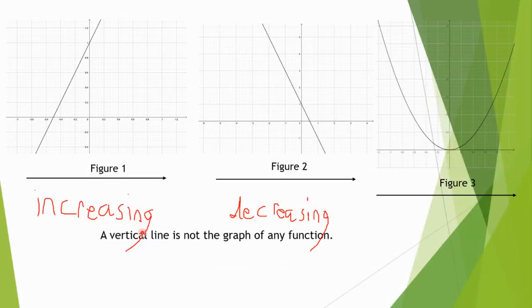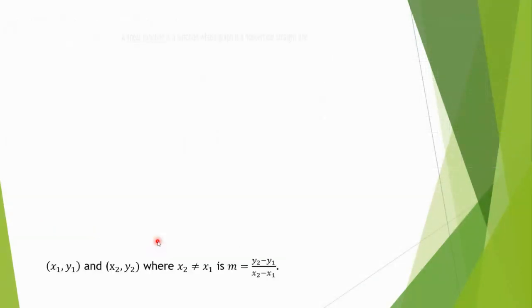Now, let me just say this, that a vertical line is not the graph of any function. You might know already why. If you don't, that's okay. If you had me for Math 104, I went over why that's the case, but it's good to know that a vertical line is not the graph of a function. Intuitively, what's going to happen is you'll have a certain x that gives you infinitely many outputs. So you're not going to have just one output.